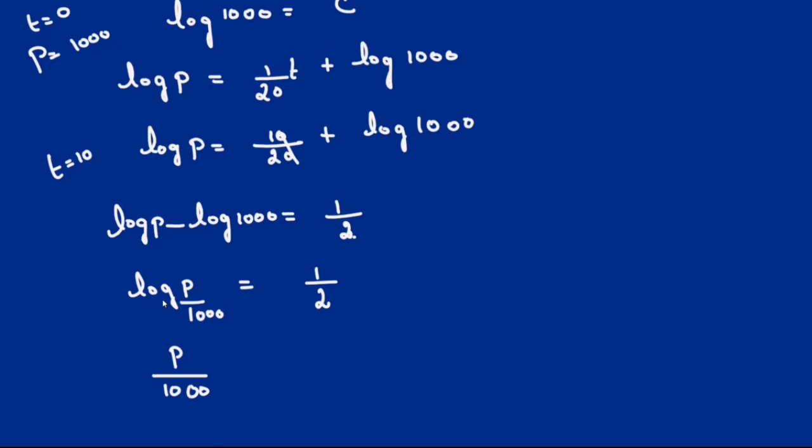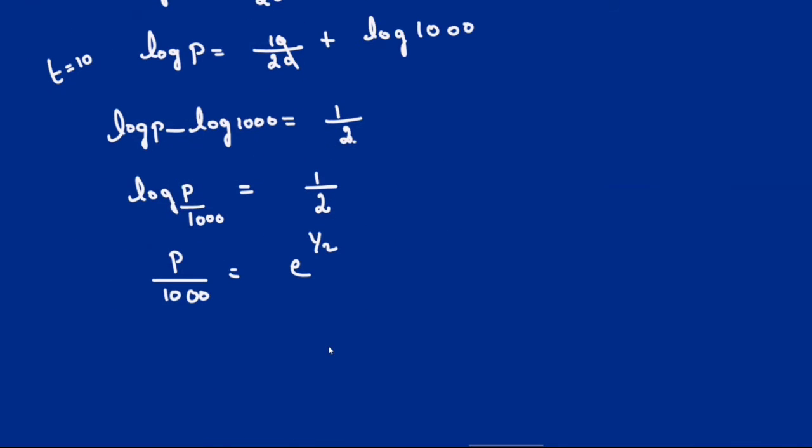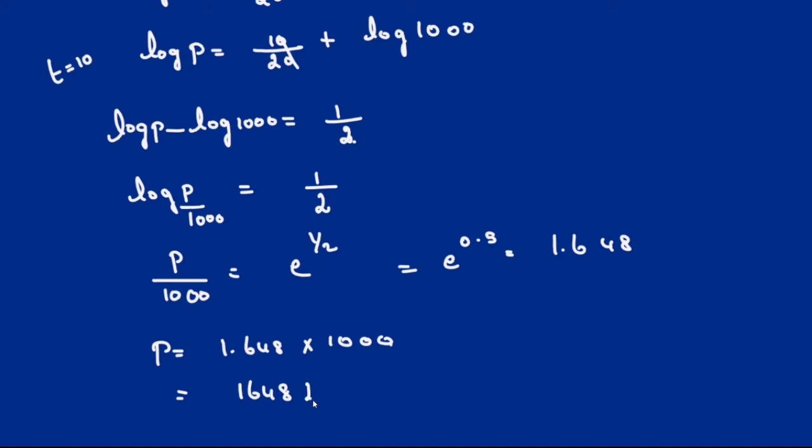So log, you can change it to exponential. Take it to the other side, it will become exponential. So e power 1 by 2. P by 1000 is e power 1 by 2. I think the e power 1 by 2 value is given. e power 1 by 2 is nothing but e power 0.5. That is 1.648. So P is 1.648 into 1000. So P is 1648. So that's the answer. After 10 years, P will be 1648.